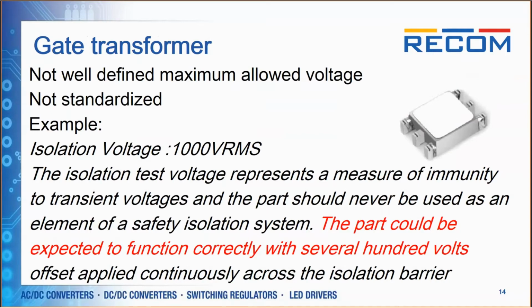So let's go into the gate transformers. We have a lot of gate drive transformers on the market, but if you're looking for a standard, you have to look very long, because every supplier defines it a little bit differently, and it's pretty confusing sometimes. You have an example of an isolation voltage of 1000 volt RMS. This is written at the very top of the datasheet, and when you go to the very bottom, it's written small: the part could be expected to function correctly with several hundred volts. From this information, I don't get anything about which frequency, which dV/dt, or whatever.